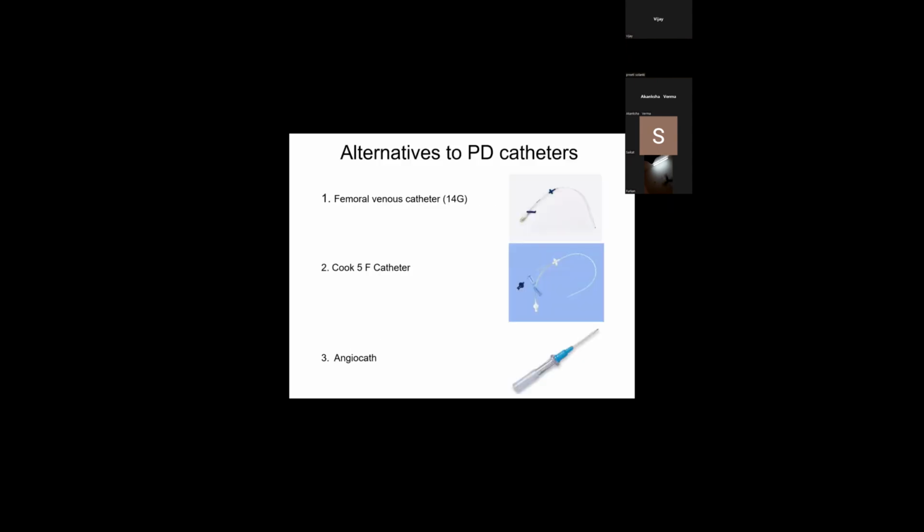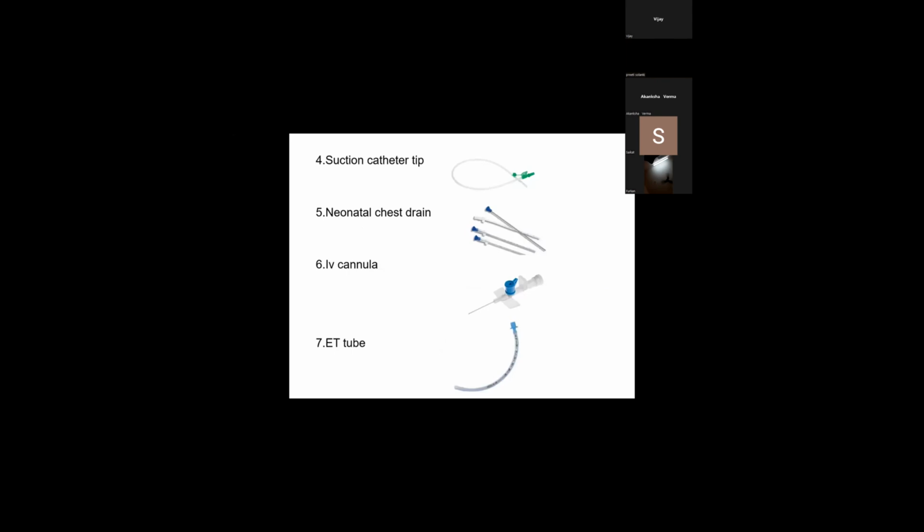Coming to the alternatives to PD catheters. For neonates, commercially available PD catheters are not available. Also, in extremely low birth weight babies, we cannot put those catheters. So we should consider the following alternatives as PD catheters. First is femoral venous catheter, 14 gauge. Second, Cook 5 French catheter, which is an angiographic catheter. Third, angiocath. Fourth, suction catheter tip can also be used as PD catheter.